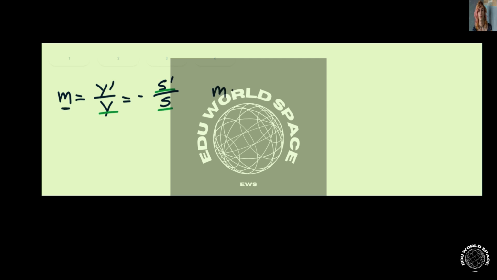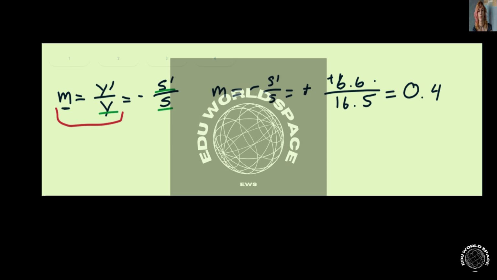So m equals, we know both s prime and s, so we can find what m is. That's going to be equal to the opposite of minus 6.6 divided by positive 16.5. The negative signs cancel each other out, and we end up with a magnification of 0.4. Okay, now we plug that back in to the first part of the equation.